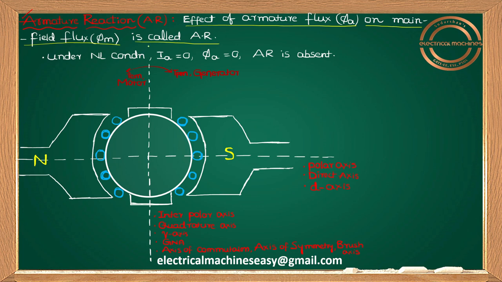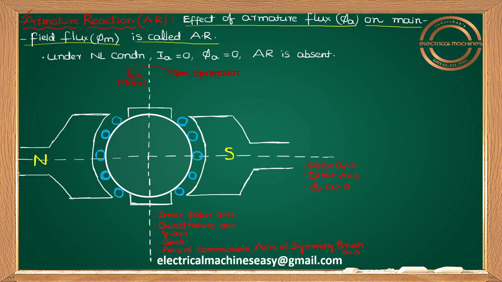Okay, and what about this armature flux? Whenever the generator cuts the main field flux, EMF will be induced. Because of that EMF, you'll get armature current, IA, coming into the picture. Because of armature current, you'll get armature flux. The effect of armature flux on main flux is called armature reaction.